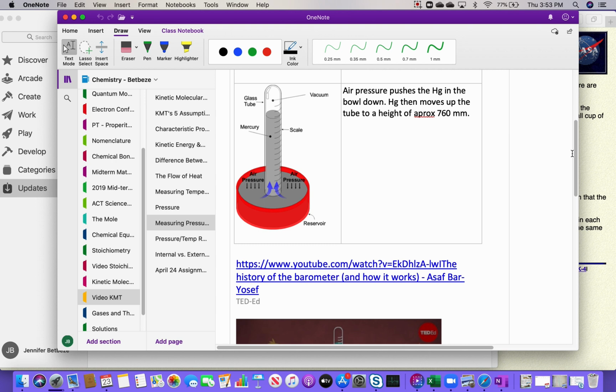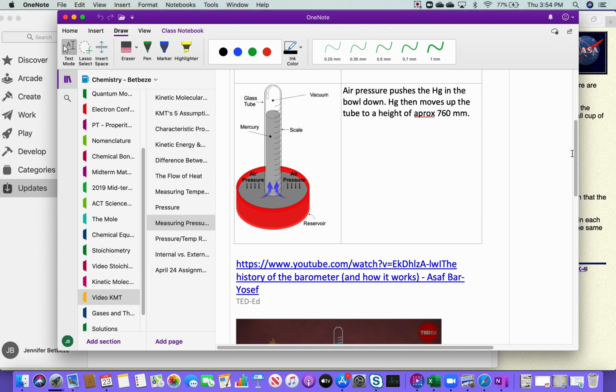So he took a very long glass tube, and he put mercury in it, flipped it over, and he had mercury in a bowl as well. And what happens is that as the air pressure pushes the mercury, so remember Hg is the elemental symbol for mercury, as the air pressure pushes the mercury in the bowl down, the mercury will move up the tube to a height of approximately 760 millimeters. And that will let you know what the atmospheric pressure is for where you are.